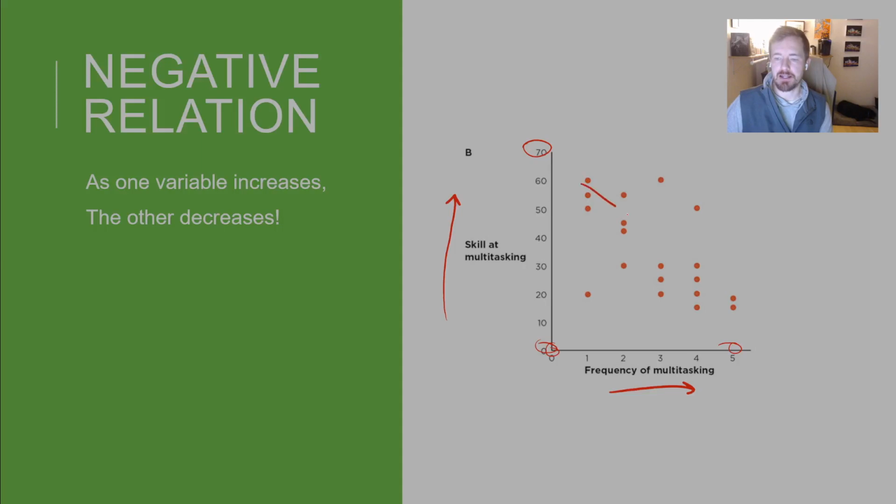And you can see that this has a downward trajectory. That's what gives it a negative slope. So, as someone multitasks more, they get worse at it. If someone doesn't multitask very much at all during their day, then usually when they have to, they seem to be pretty good at it.